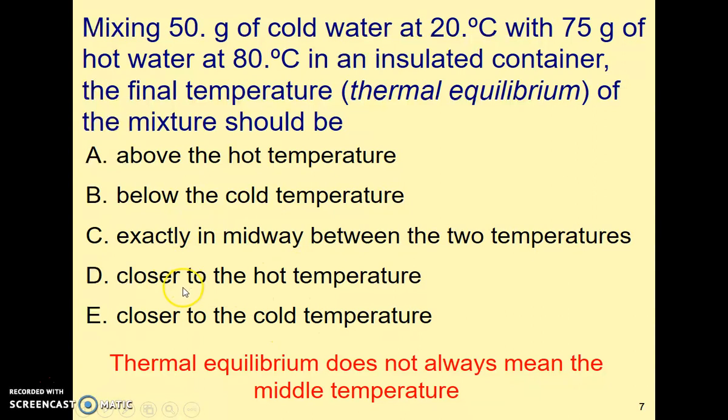Now, this is very different from what we learned in osmosis and diffusion, when the molarities are always equal. So, it's not true with thermal equilibrium. It does not always have to be the middle temperature. And we're going to see another example of this later. But because there's more hot water, when you mix those two together, the temperature at thermal equilibrium is going to be closer to the hotter water temperature.